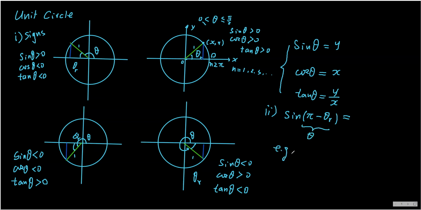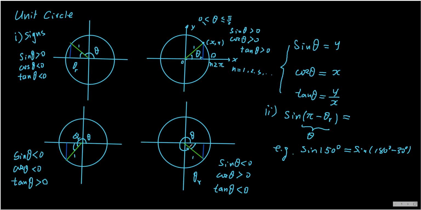Let's go to an example. How about the sine of 150 degrees? Positive or negative? Sine is positive, can you see? Then it should equal positive what? You have to rewrite it. Sine of 150 degrees is sine of 180 degrees minus 30 degrees. So this 30 degrees is called the reference angle.